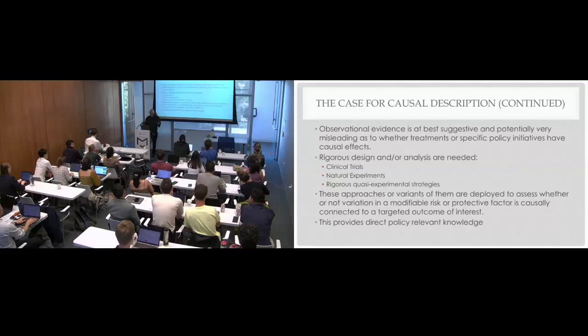And then they go on to say that observational evidence is at best suggestive and potentially very misleading as to whether treatments or specific policy initiatives are actually causal effects. So you need rigorous designs, you need clinical trials, you need natural experiments, rigorous quasi-experimental strategies to try to make sure that treatment or that intervention or that specific policy has an impact on the outcome of interest.